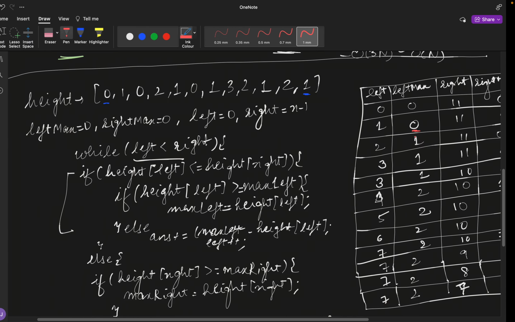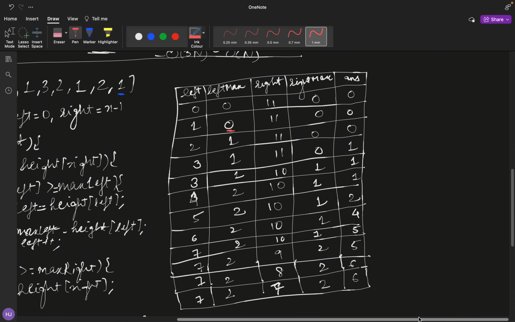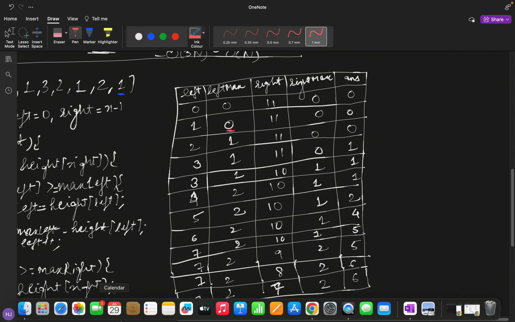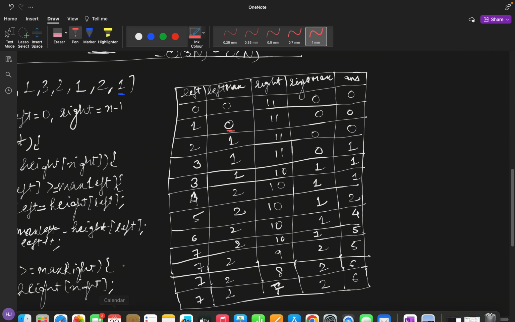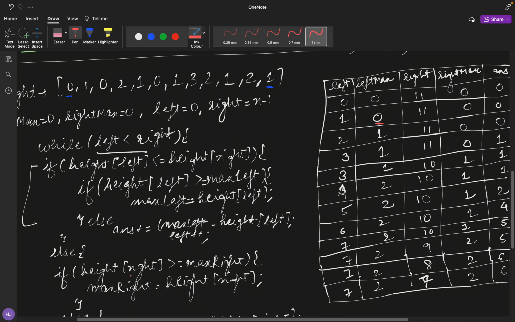So I have done some dry run also over here. I've done it using a tabulation. So let's discuss the same. So yeah, after this I have updated my left to 1. My left max is still 0. My right remains at the last pointer. Right max is still 0, and I have contributed nothing to my answer.